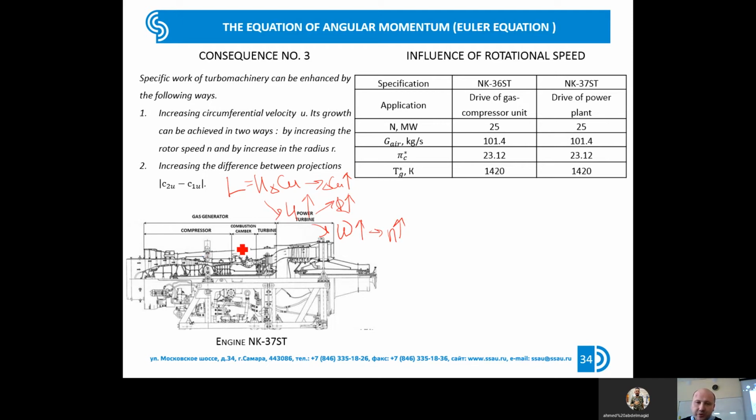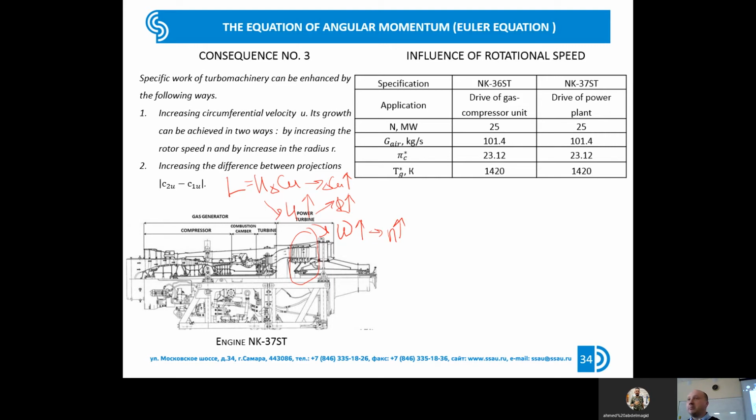If we look to the free turbine from the position of thermodynamics, it will be the same turbine. It's really the same turbine because it has the same pressure ratio, same mass flow rate, same temperature, same power. If you use thermodynamic calculation, there is really no difference. What's the difference between these two engines?